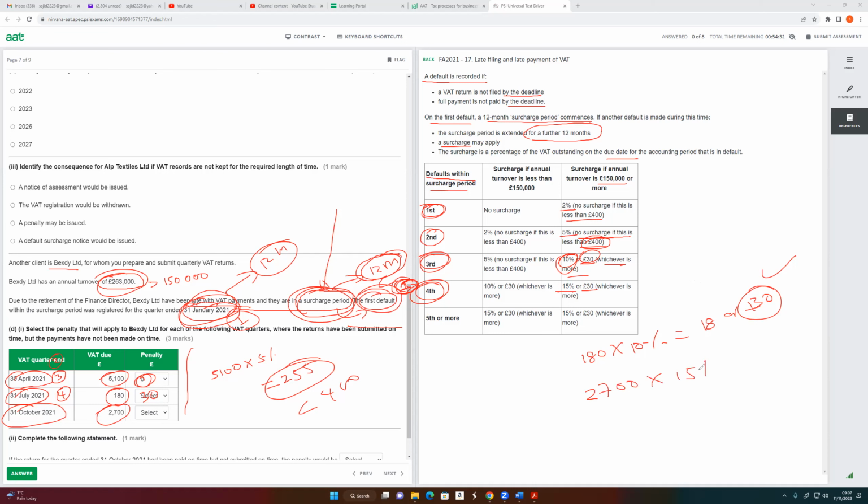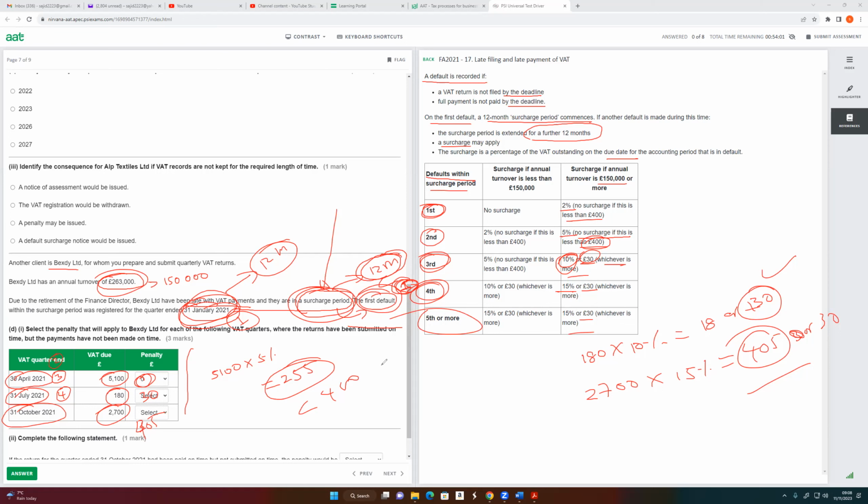Multiply by 15%, that is 405, or 30. Which one is more? So 405 definitely more. We take 405. And that's how we have to carry on. If we have a fifth or if we have more, we'll carry on that way.